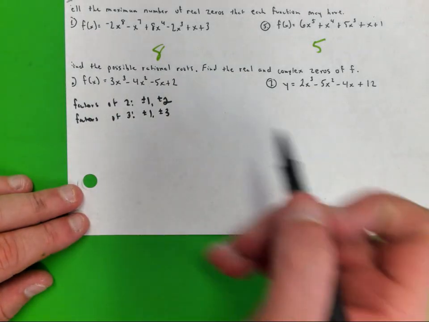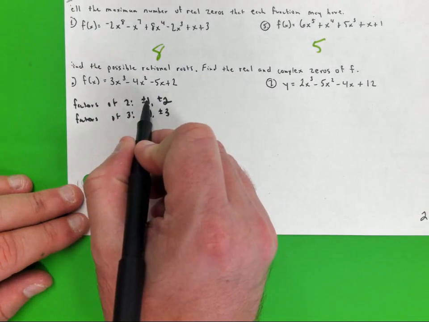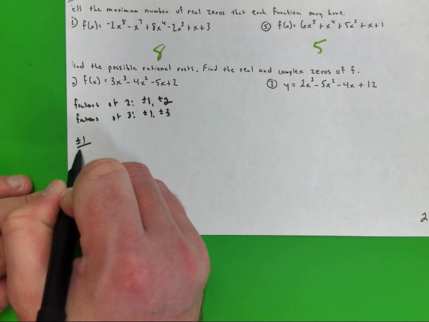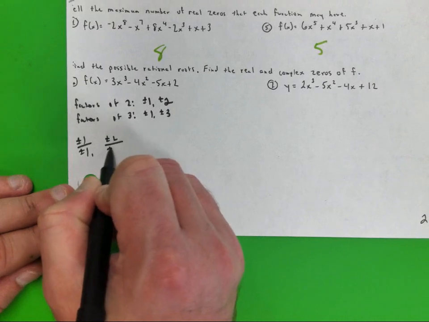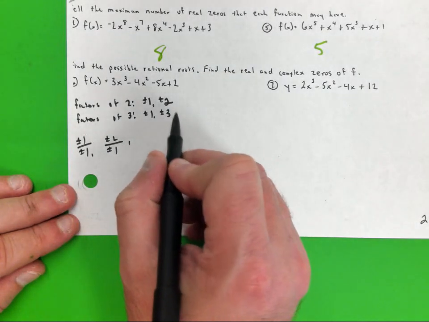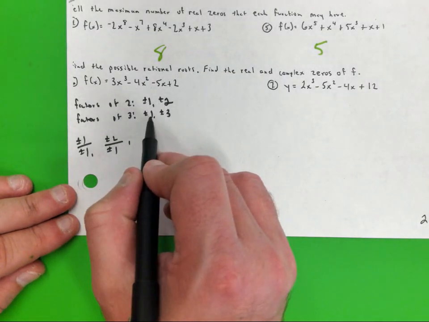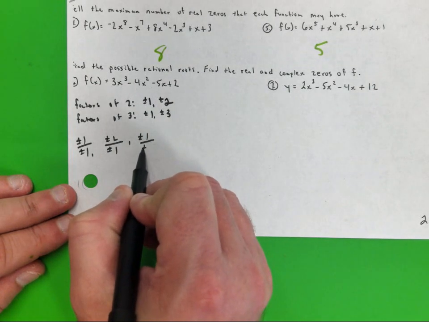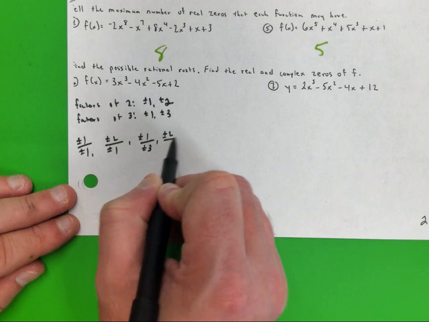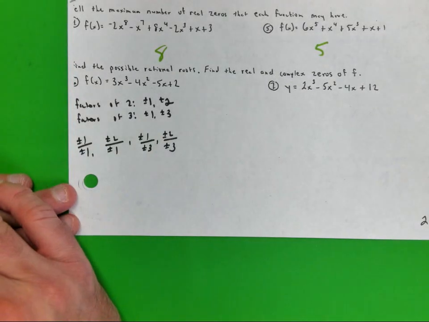Alright, so here I go. Watch this. I'm going to start with plus or minus 1 divided by plus or minus 1. Plus or minus 2 divided by plus or minus 1. So I took all these divided by 1. Now I'm going to take all these and divide by 3. Plus or minus 1 divided by plus or minus 3. Plus or minus 2 divided by plus or minus 3.